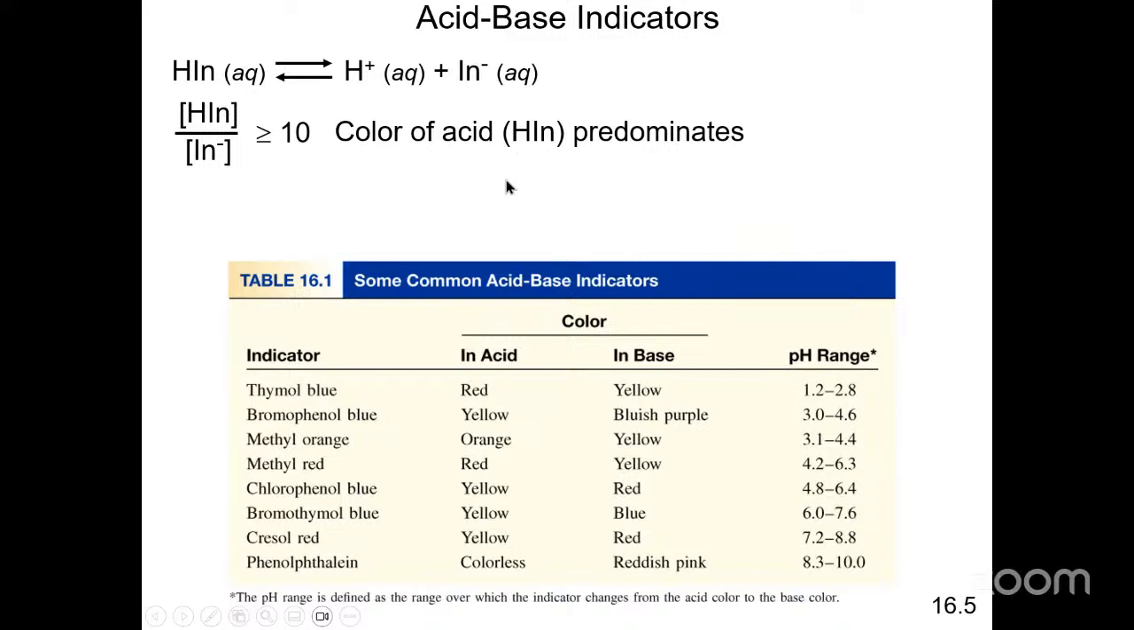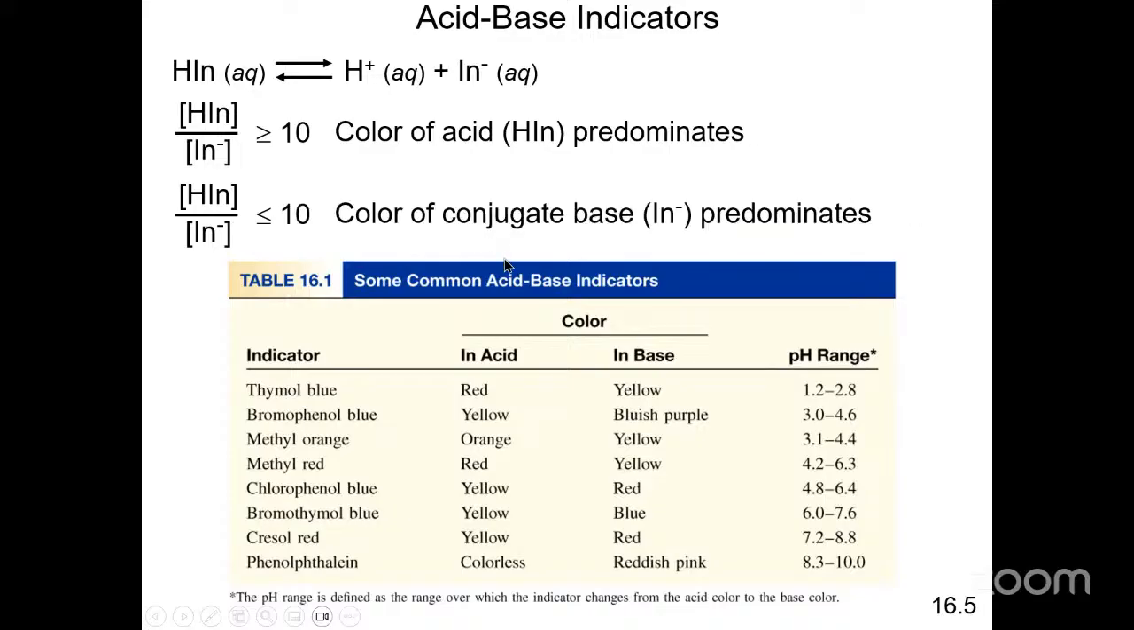On the other hand, if it's the reverse, where the concentration of the In minus is greater than that of the undissociated molecule, then the color of the conjugate base will predominate, right? So if this ratio is less than or equal to 1/10, then the color of the conjugate base would determine the color of the entire solution, right?